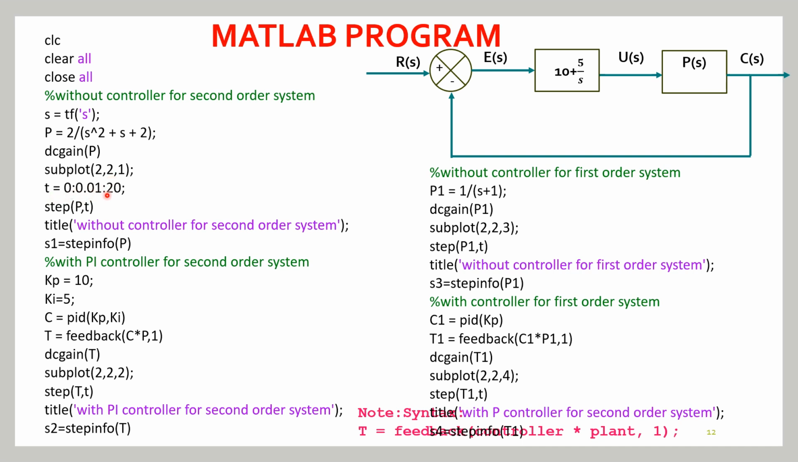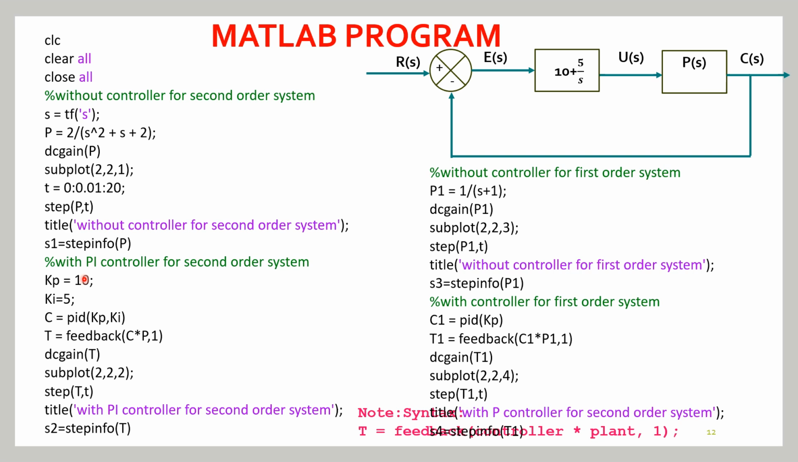And the time samples I had given here with a value from 0 to 20 with an increment of 0.01. The step input is given here, so step of P, comma, for the given time durations. The title is declared here. Then step info of P, we know that it will print the time domain parameters: rise time, peak time, settling time, transient overshoot, peak magnitude, peak time. Every parameter can be printed on the command window when we use the command step info of the corresponding plant function notations. So this is without controller for the second order system.